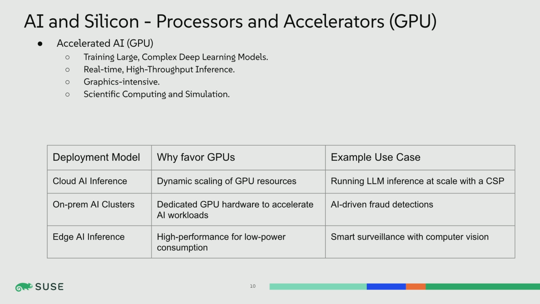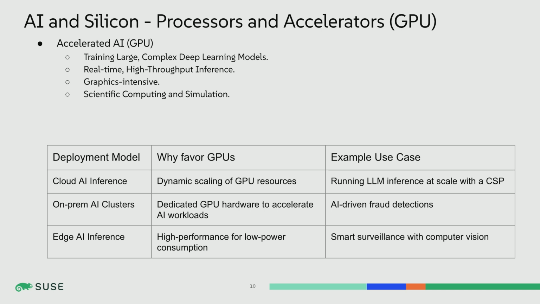If you're doing larger on-prem AI clusters where you have dedicated GPU hardware to accelerate AI workloads, let's say you're doing AI-driven fraud detection, that may be another use case for the GPU. Or you can do edge AI inference for high performance with low power consumption. So you may be running smart surveillance with computer vision.